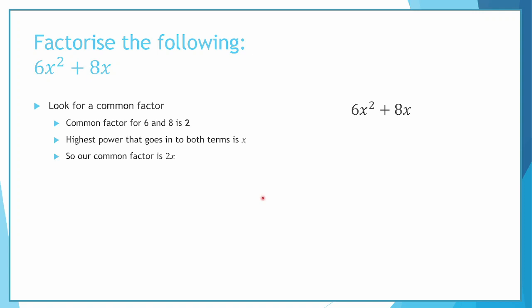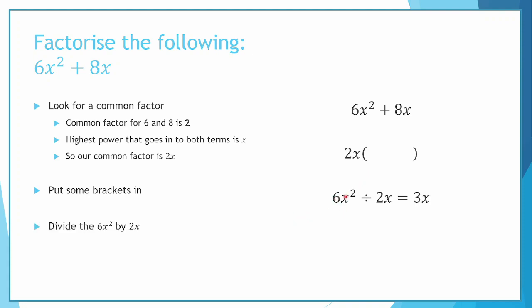So we're going to go ahead and open our bracket now. So we've opened our bracket, so we've got 2x and then our bracket. And now we've got to fill in our bracket just like we did in our previous question. So the first thing we're going to do is 6x squared divided by 2x, which gives us 3x.